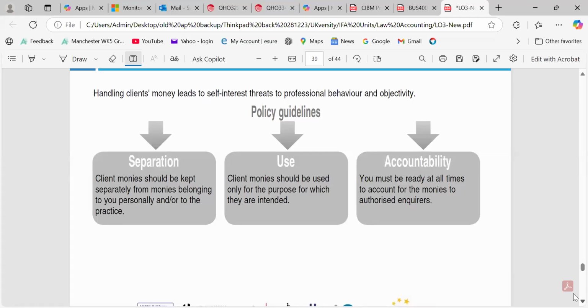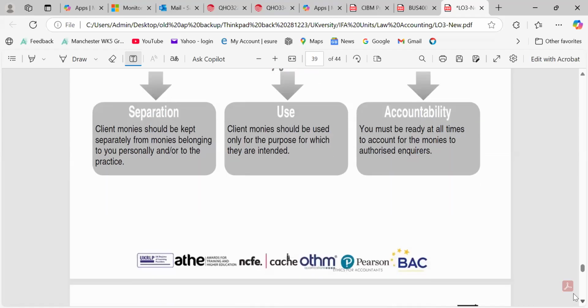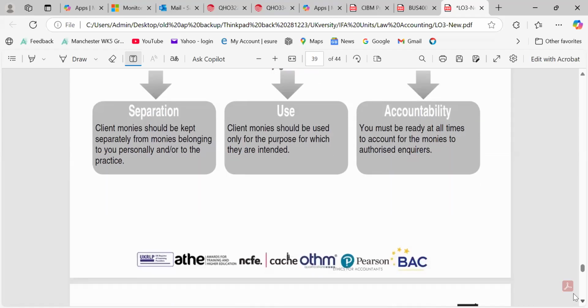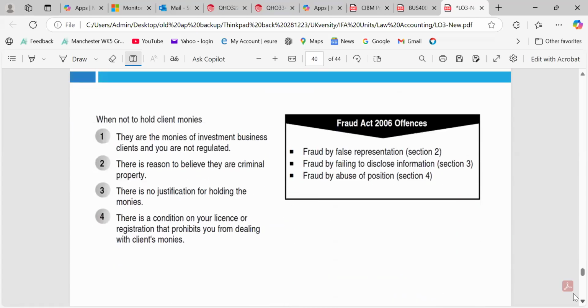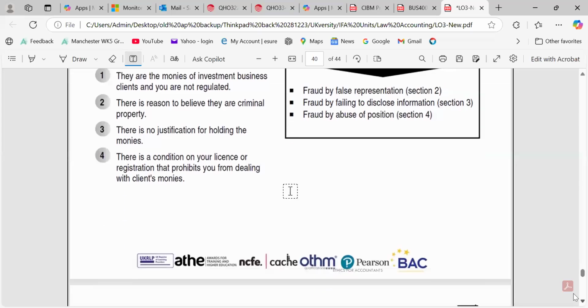Maybe you're getting a tax refund in your account and then you're not giving it to the client, or you hold the money and pay, let's say, your mortgage because you want to buy a personal house. We shouldn't do that. Just for the sake of example, I'm adding the Fraud Act 2006: fraud by false representation, failing to disclose information, and abuse of position. We need to be in line with these perspectives.